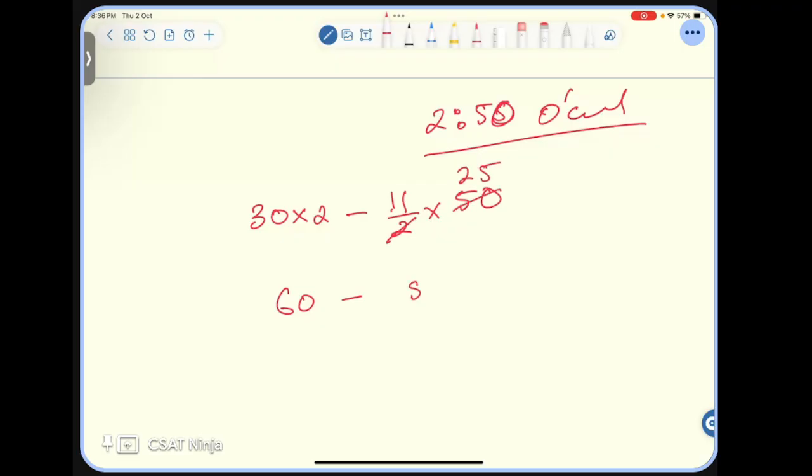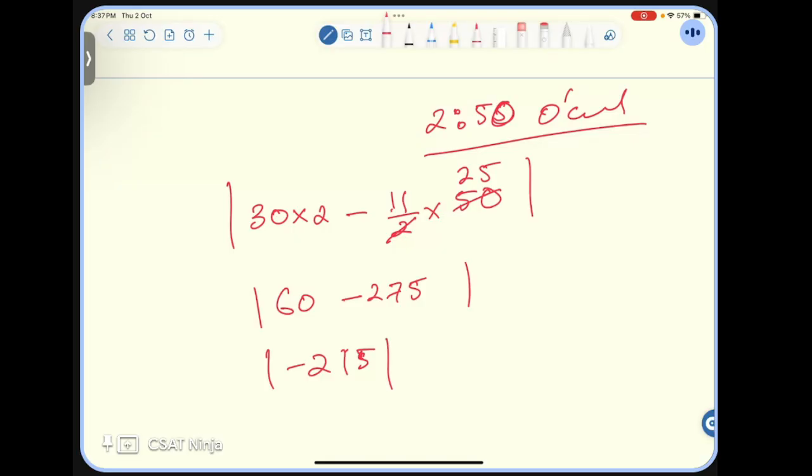So if I multiply 11 by 25, I get 275, and if you subtract this from 60, you will get 215. I'll write a modulus sign here. Modulus sign means all the values inside will become a positive number. So we have a modulus sign here, which means we get 215 there.